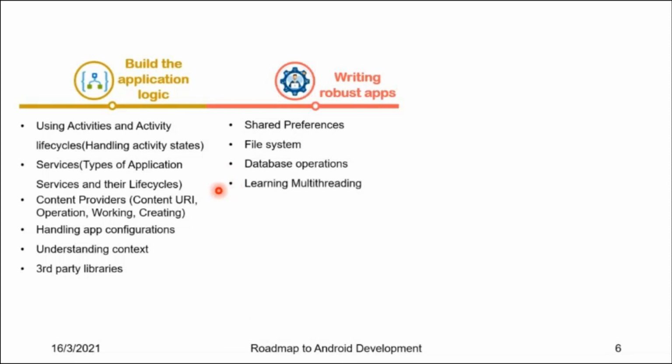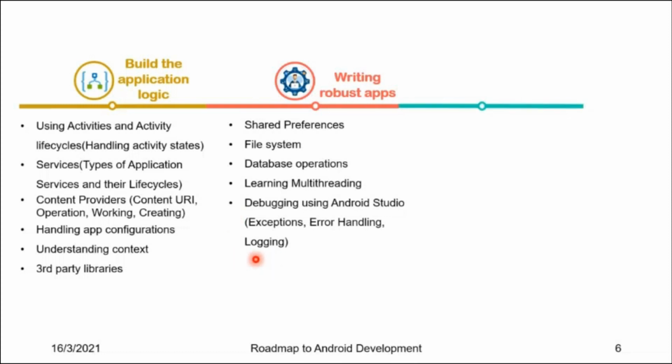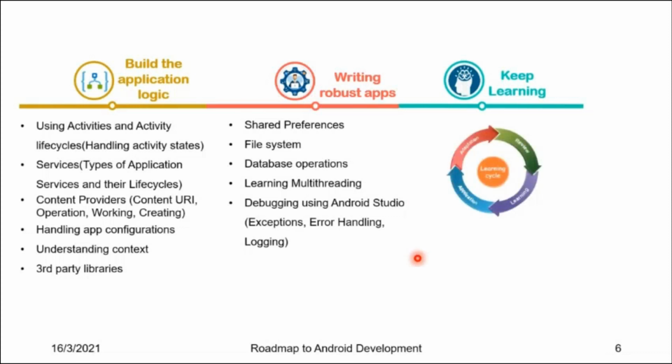Learning multi-threading, so basically doing things in the background. Debugging essentially means if you go wrong somewhere in the code, how do you read those errors and fix them by yourself, either by searching on Google or going to Stack Overflow and so on. And also logging. And the last part is keep learning. So even although we have covered all these things in the video, there are always chances for much more improvement.